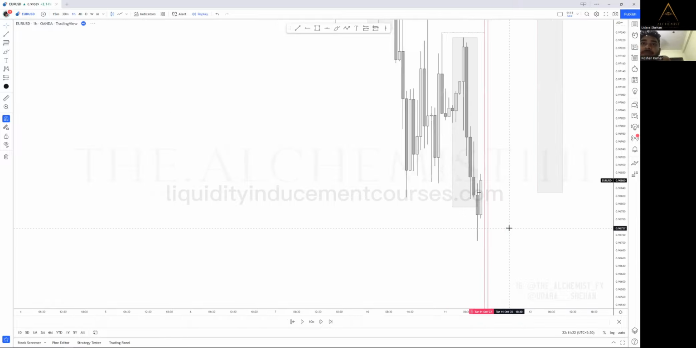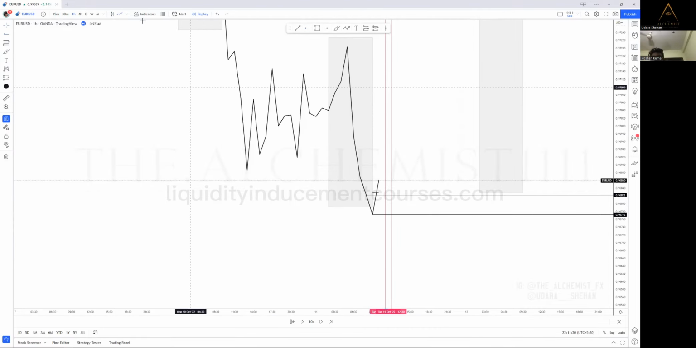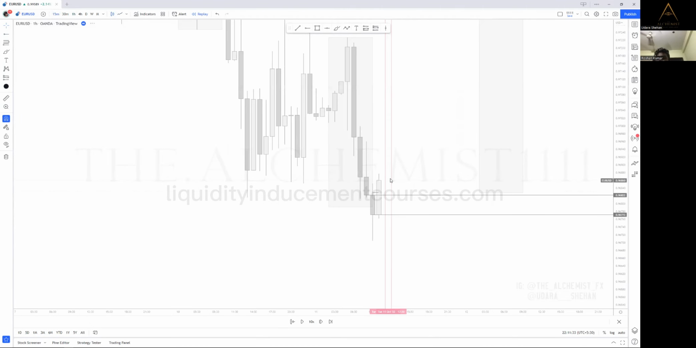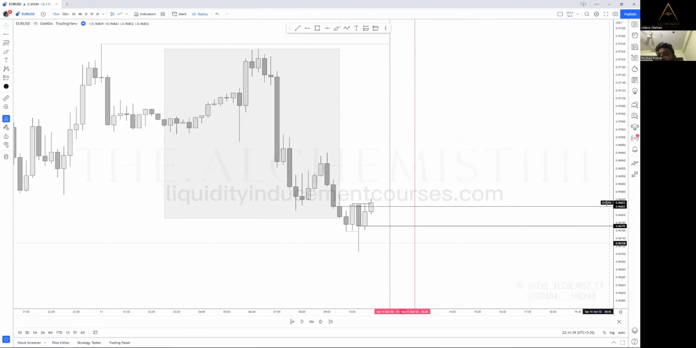Let's check the H1. We have two POIs on the H1. What's that? An order block and a rejection block, or support, and the open close price levels. So what are you gonna do? Are you gonna buy from both of them? No, right? I told you you're not gonna buy from both of them. You're gonna wait for a reaction from the top one.